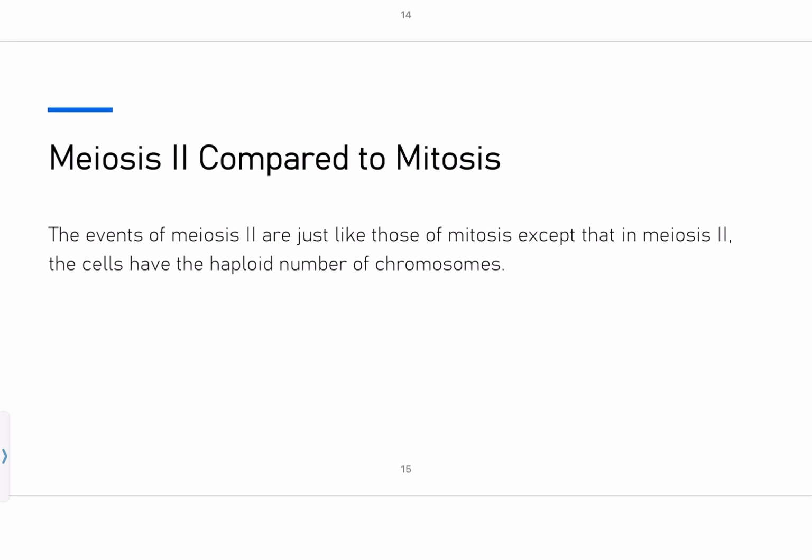Now for meiosis 2, which is basically the same as what we saw previously in mitosis, but with one twist. The cells going into meiosis 2 are haploid, not diploid like in mitosis. So while the mechanics are the same, chromosomes line up, sister chromatids separate, and so on, the genetic context is going to be different.